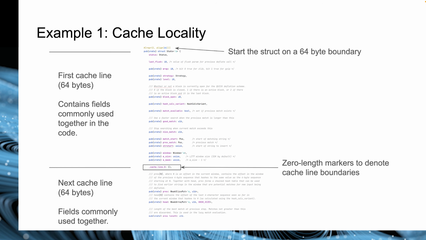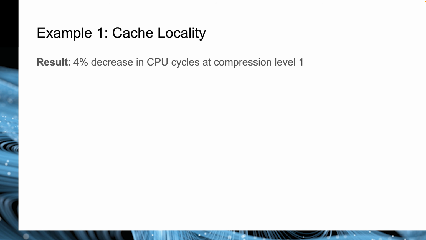So let's give this a try, run a benchmark, and we get a nice win. 4% fewer clock cycles to do the same compression work, which is kind of a nice win because we haven't yet had to change a single instruction in the source code. It's all from a rearrangement of the order of fields in a struct.